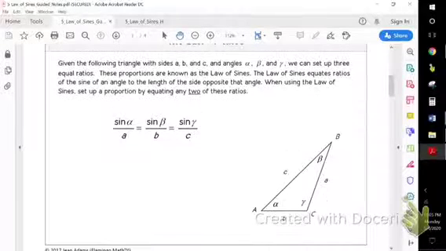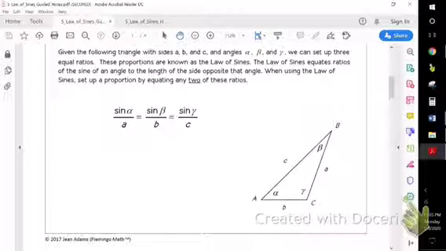So what is the law of sines? Given a triangle with sides a, b, and c, and angles alpha, beta, and gamma, we can set up three equal ratios. These proportions are known as the law of sines. The law of sines equates ratios of the sine of an angle to the length of the side opposite that angle. When using the law of sines, set up a proportion by equating any two of these ratios.